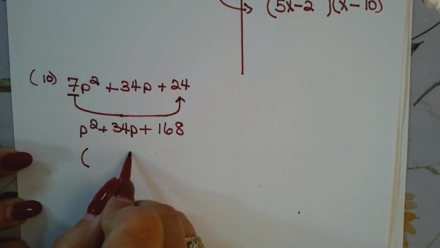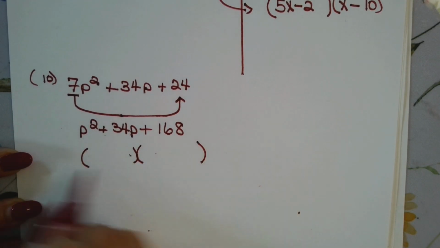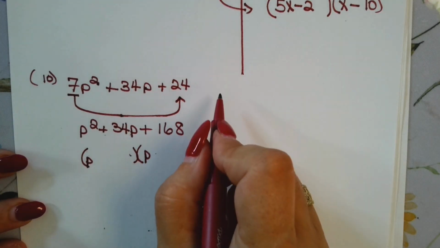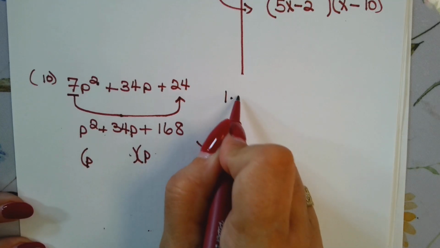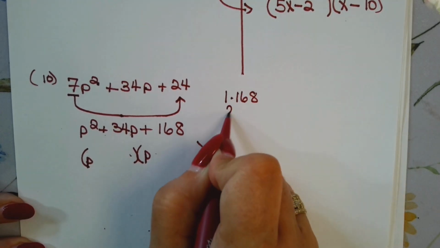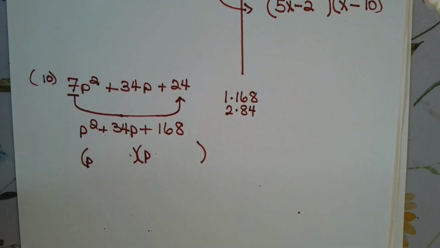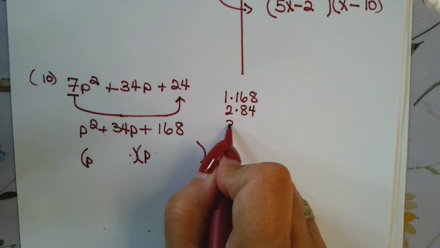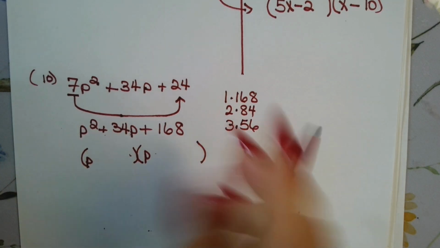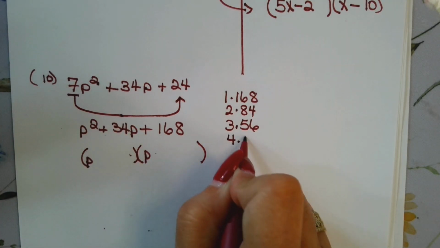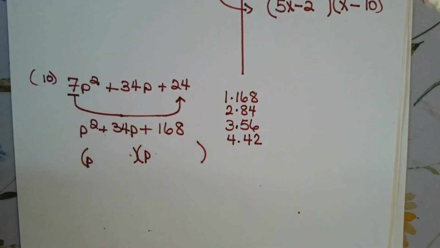Let's go ahead and try to factor this. We've got p and p. Now, factors of 168, that's going to be a bit. So let's see, 1 times 168. 2 times 84. 3 times 56. And again, I'm just using my calculator, finding factors. 4 times 42.